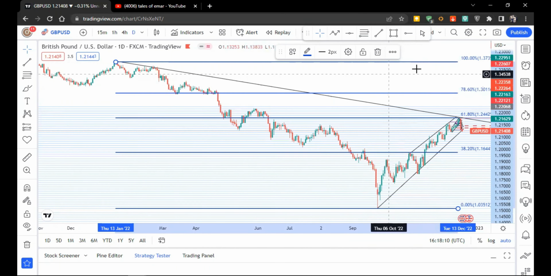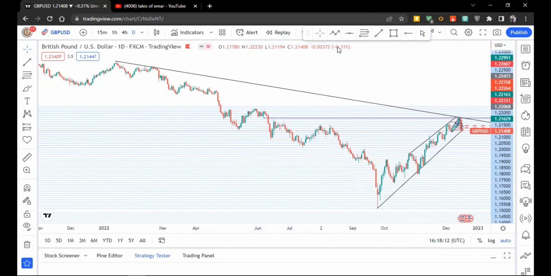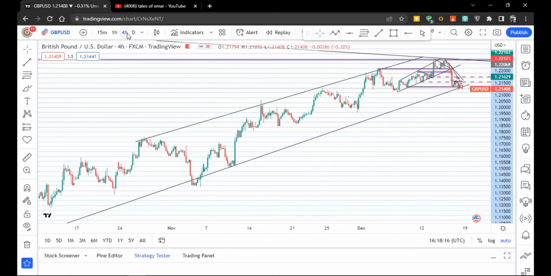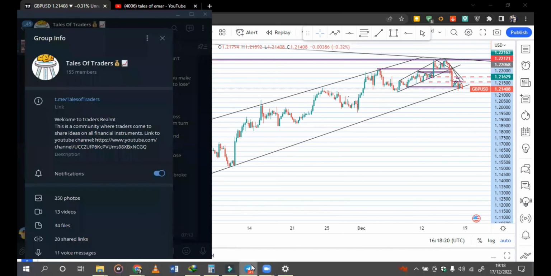So let's look at the trades we had last week. Let's drop down to the lower time frame. Now, you guys, don't trade blindly. Every time I post setups in our Telegram group, just a minute, let me show you guys.